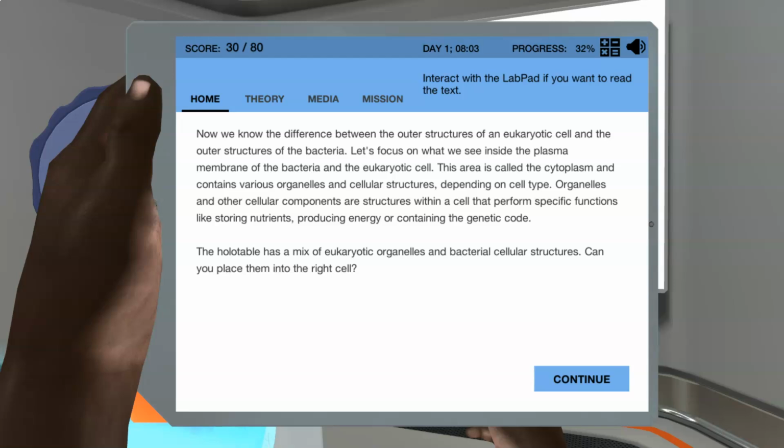Now we know the difference between the outer structures of a eukaryotic cell and the outer structures of the bacteria. Let's focus on what we see inside the plasma membrane of the bacteria and the eukaryotic cell. This area is called the cytoplasm and contains various organelles and cellular structures, depending on cell type. Organelles and other cellular components are structures within a cell that perform specific functions like storing nutrients, producing energy or containing the genetic code. The hollow table has a mix of eukaryotic organelles and bacterial cellular structures. Can you place them into the right cell?